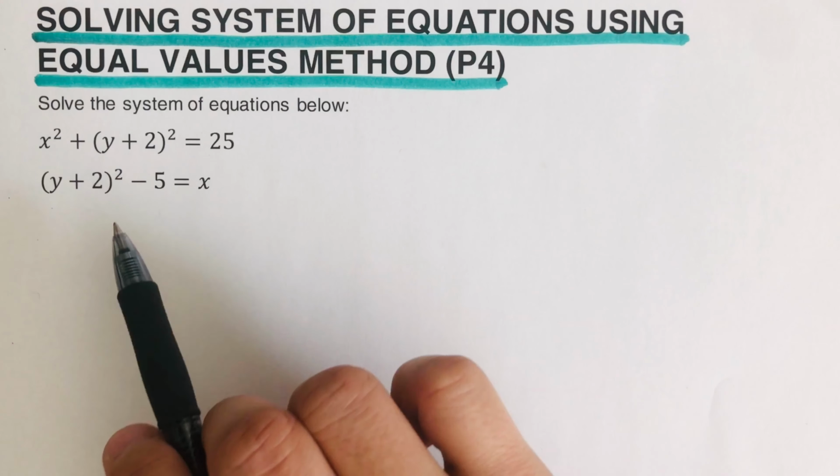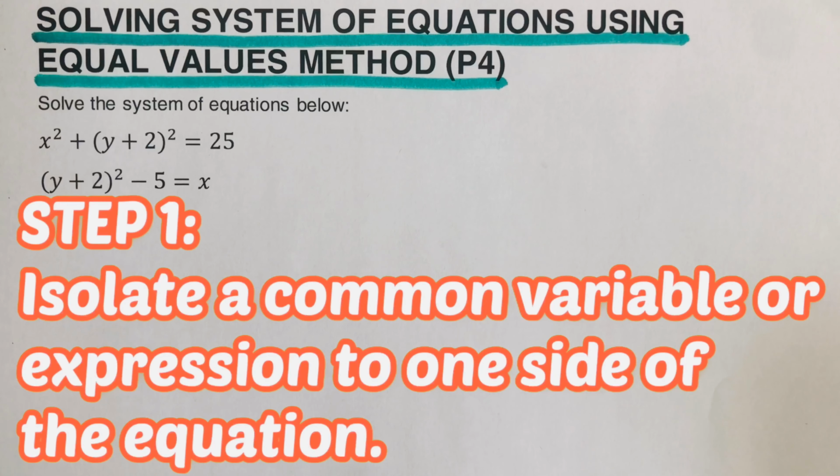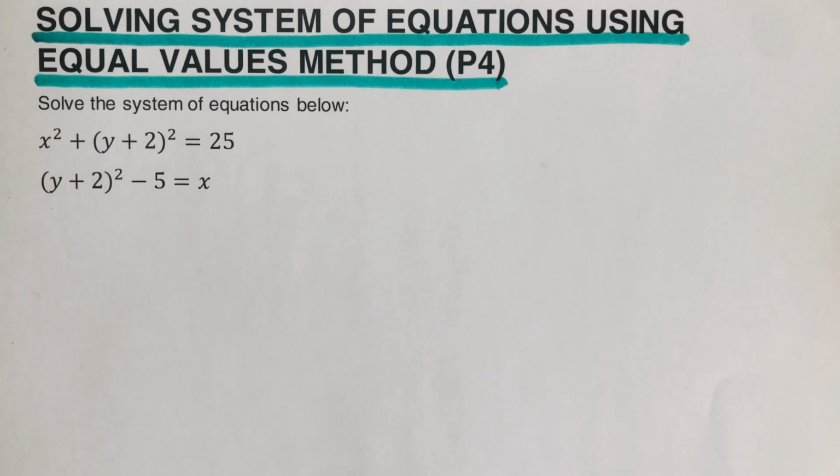We have some steps in order that we can solve this system of equations using the equal values method. The first step is to isolate a common variable or expression to one side of the equation. Usually it's going to be on the left side. And just by looking at this, y plus 2 squared is common to both of them. So that means we are going to isolate this on the left side for this first equation and isolate this on the left side for this second equation.